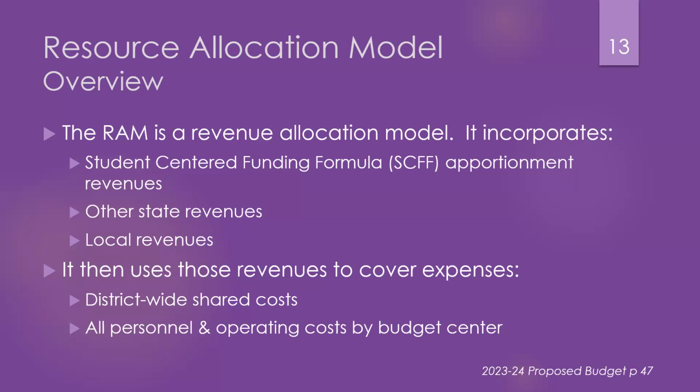And we use those revenues, all the revenues we can, to cover any costs we have. We use them to cover, first, the district-wide shared costs that we've agreed to pay, and then everything else is covered by the budget center. So any personnel costs, any ongoing operating costs, any impacts of negotiation is all done at the budget center level.